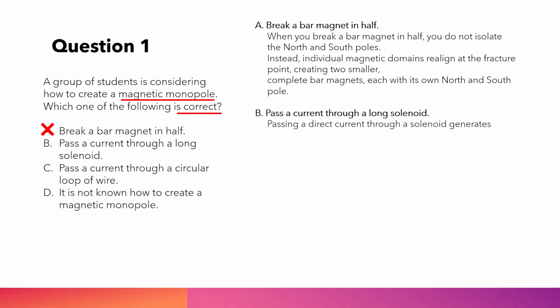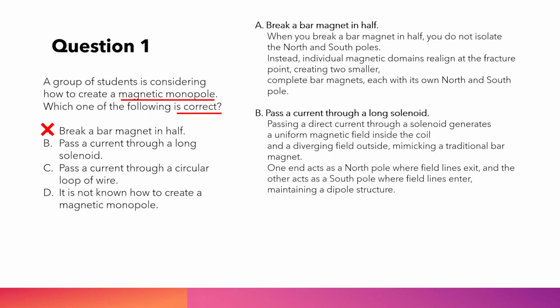B. Pass a current through a long solenoid. Passing a direct current through a solenoid generates a uniform magnetic field inside the coil and a diverging field outside, mimicking a traditional bar magnet. One end acts as a north pole where field lines exit, and the other acts as a south pole where field lines enter, maintaining a dipole structure.